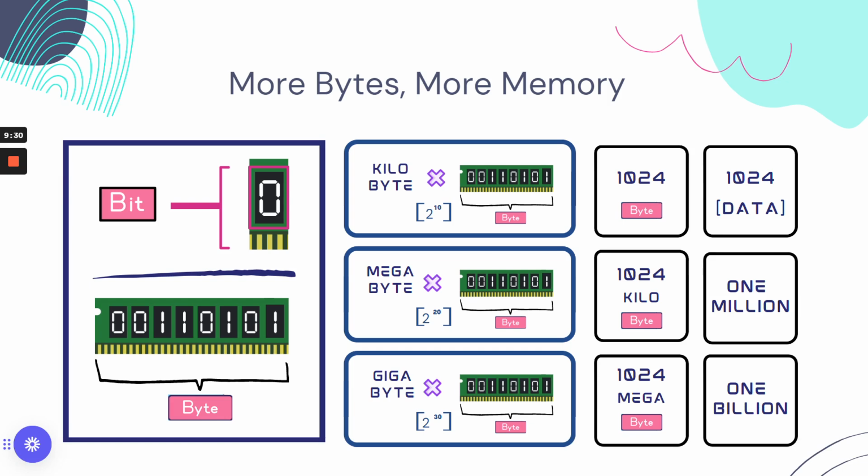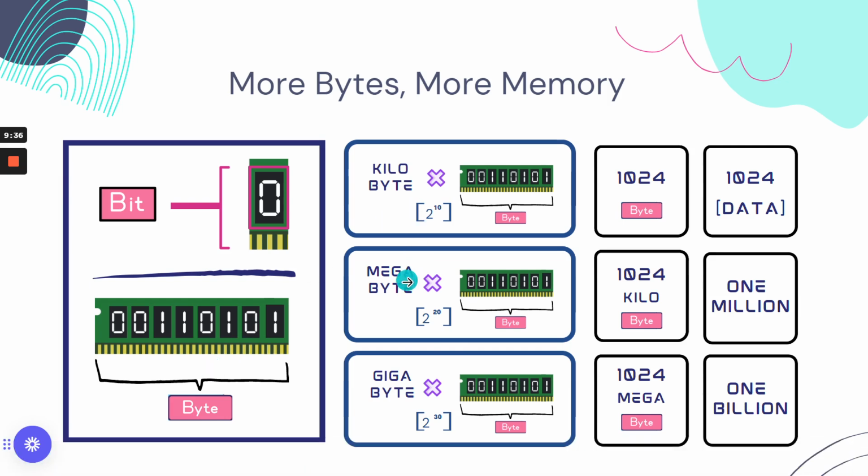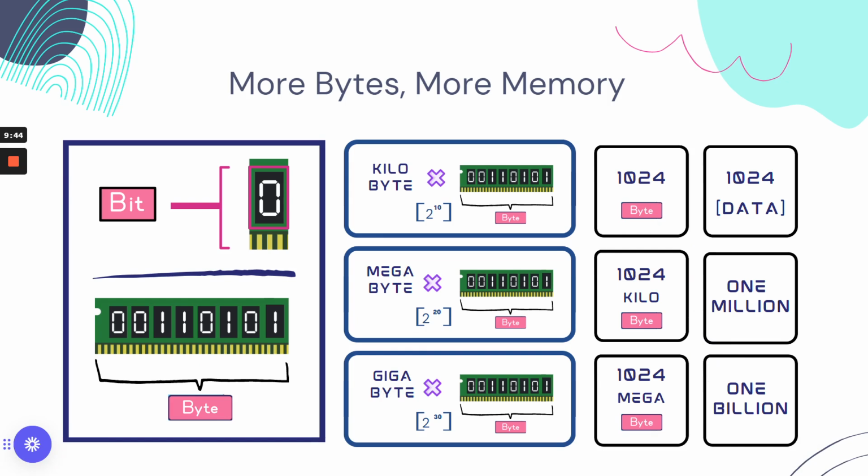So, as you can see here, a byte to a kilobyte to a megabyte to a gigabyte. Each one represents larger and larger possible binary data values and expressions, and can store more information and even express more information.